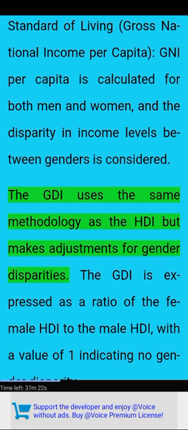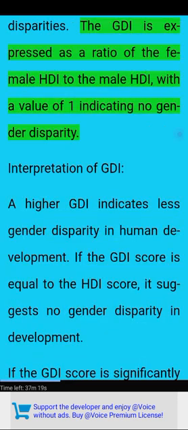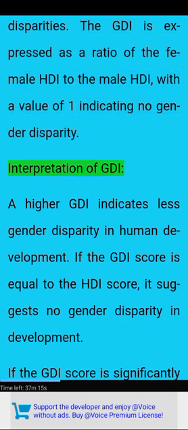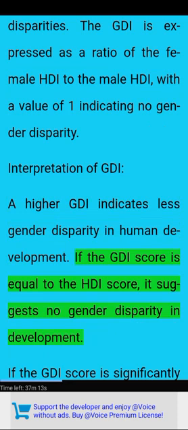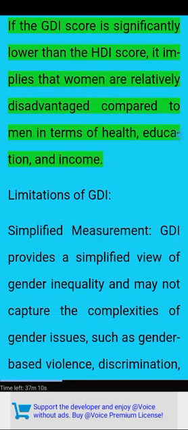The GDI uses the same methodology as the HDI but makes adjustments for gender disparities. The GDI is expressed as a ratio of the female HDI to the male HDI, with a value of 1 indicating no gender disparity. Interpretation of GDI. A higher GDI indicates less gender disparity in human development. If the GDI score is equal to the HDI score, it suggests no gender disparity in development. If the GDI score is significantly lower than the HDI score, it implies that women are relatively disadvantaged compared to men in terms of health, education, and income.